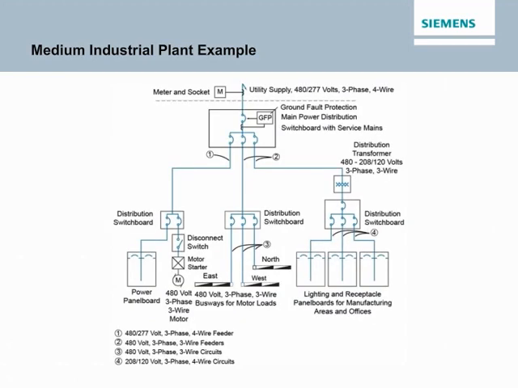The power from the utility company is metered and enters the plant through a distribution switchboard. The switchboard incorporates a main circuit breaker and circuit breakers for each of the 3 feeders. The feeder on the left powers a distribution switchboard, which, in turn, feeds a panel board and a 480 volt 3-phase motor. The middle feeder powers another switchboard, which divides the power into 3 3-phase 3-wire circuits.